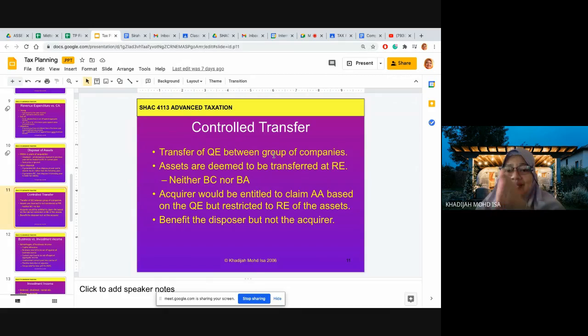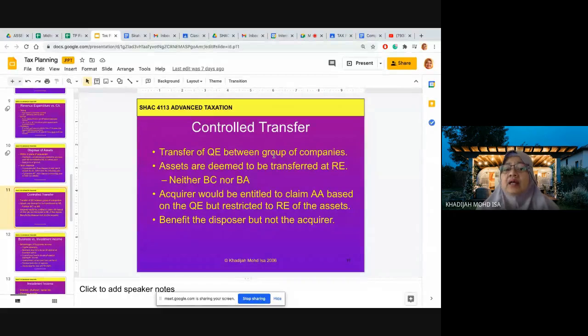They cannot claim at the same time. The disposer claims up to this time, and the acquirer starts to claim from this time onwards. But remember that whatever is available to the acquirer is restricted to the amount of RE available. If you're talking about an asset which has 20% and 10% rates, it may take a longer period for the acquirer to claim. But in the example that we gave just now, it's 20%, so a 5-year period, 4 years only.